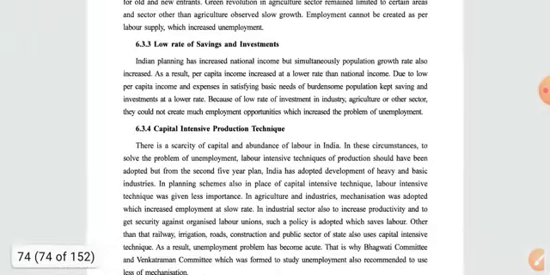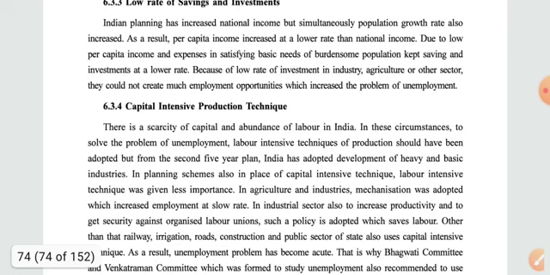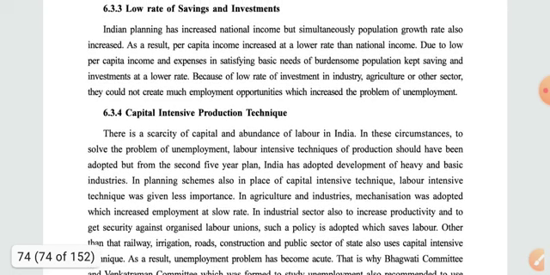In this lecture we discussed basically two other reasons of unemployment, that is low rate of savings and investment, which is because of the high population growth rate. Per capita income is very low, and due to that savings and investment are low, which results in fewer employment opportunities.